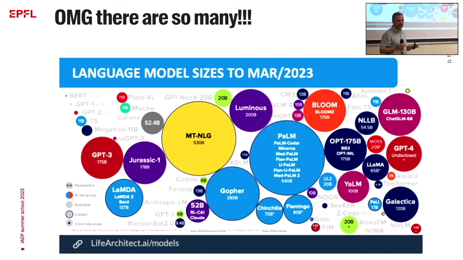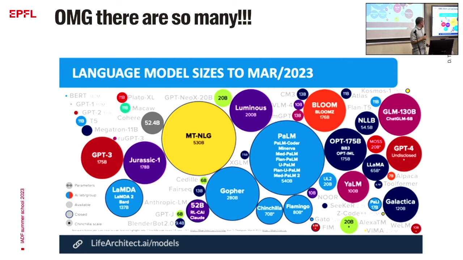Today, which one do you want to do? Come on, which one? I like the violet one, Jurassic. You want Jurassic? Okay. Who wants another? Galactica. Galactica. We're going to train it on my machine. What do you think? Yeah.